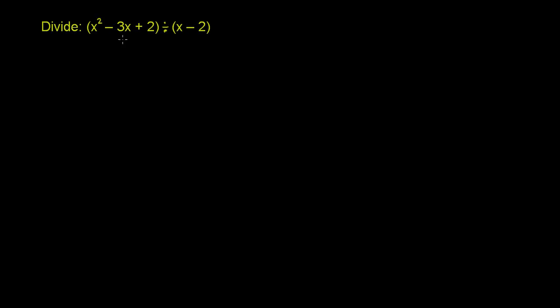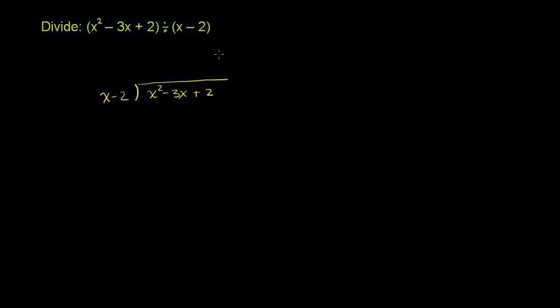Divide x squared minus 3x plus 2 divided by x minus 2. So we're going to divide this into that. And we can do this really the same way that you first learned long division. So we have x minus 2 being divided into x squared minus 3x plus 2.